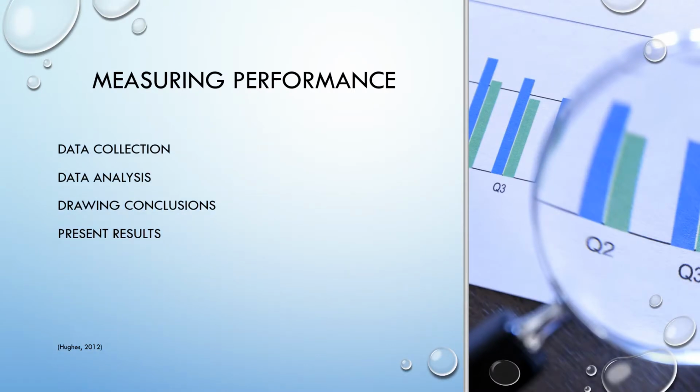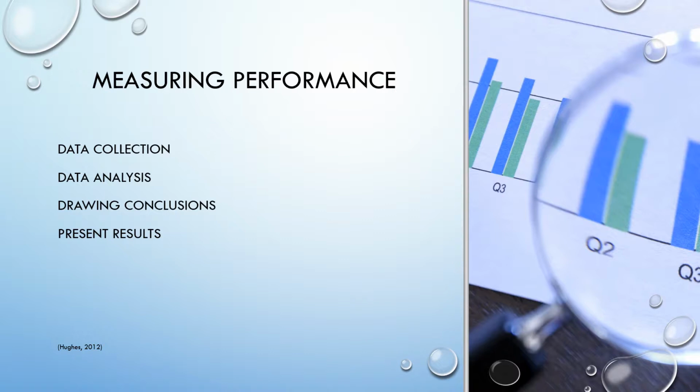Measuring performance is the third stage, which consists of 4 parts. The first part is data collection. This deals with the collection of the data about current practices in order to provide a comparison throughout the process. Data analysis consists of converting the data into useful information.